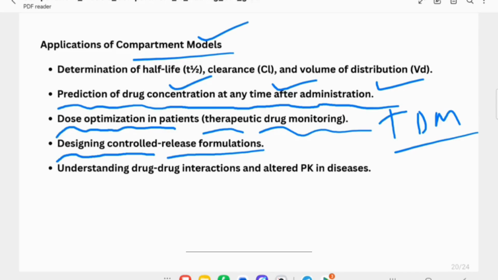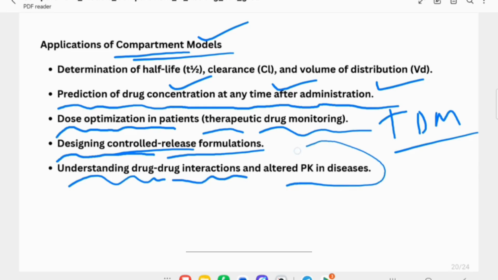And by using these compartment models, we can understand and simplify drug interactions and altered PK in diseases, that is, the pharmacokinetic characteristics of the drug will change in the disease condition.